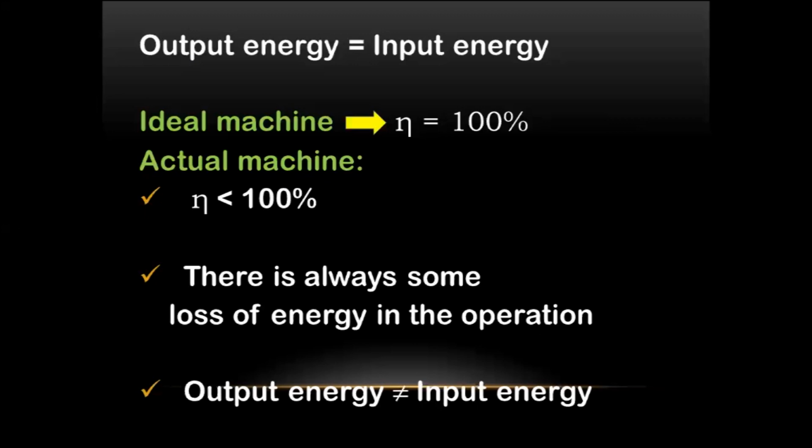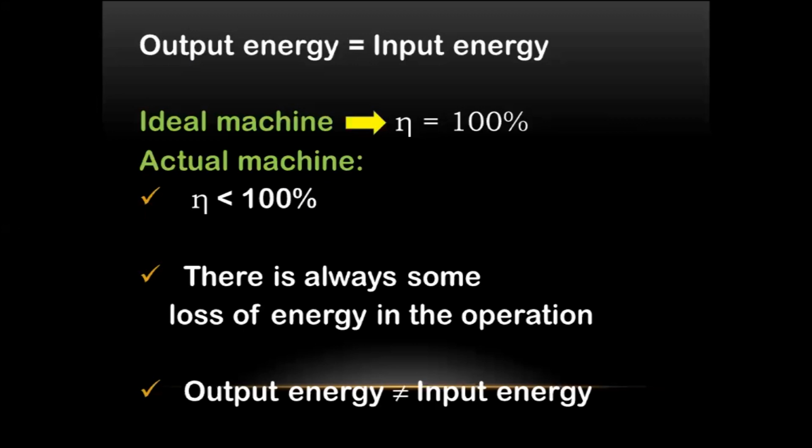So input energy is not equal to output energy. So I'm giving in 100, but I'm not getting back 100. My input is 100 rupees, but my output is only 80 rupees. Where does that 20 rupees go? Or in terms of physics, I'm applying 10 Newton of force, but my result is only 8 Newton. Where does this 2 go? This 2 goes out as a loss of energy during the operation. Loss of energy, it is getting wasted in some form.